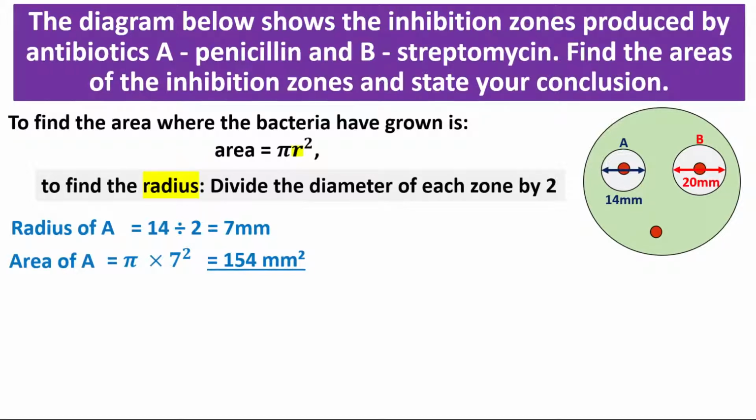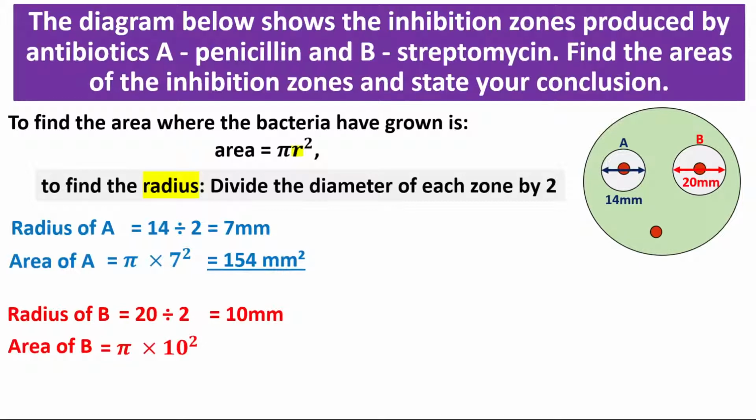Now we work out the radius of B, which equals 20 divided by 2. Do the maths, and that equals 10 millimeters. Now we can work out the area of B, which equals pi times 10 squared. Do the maths, and that equals 314 millimeters squared.